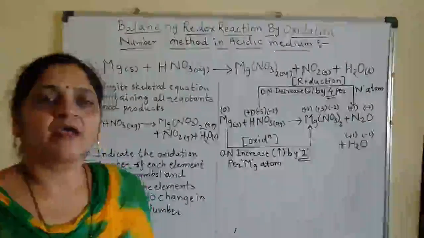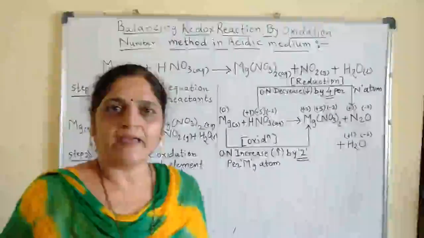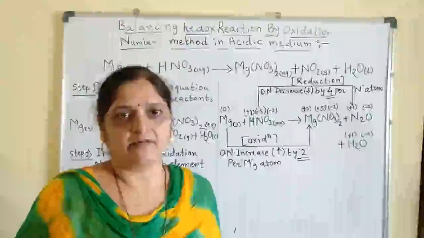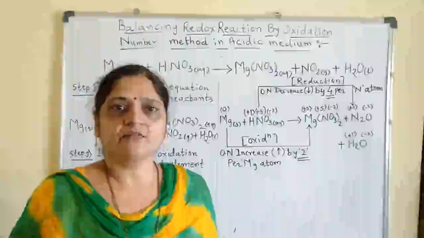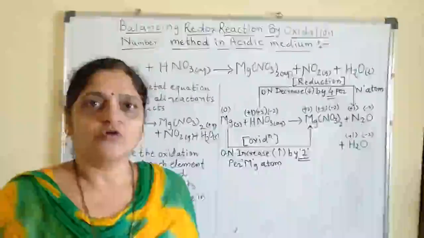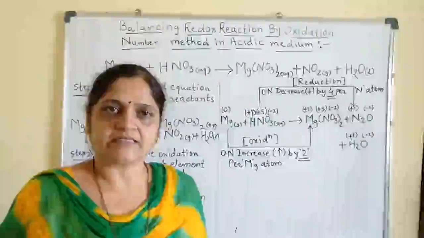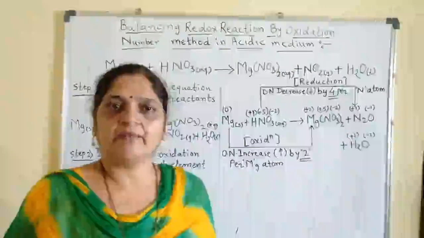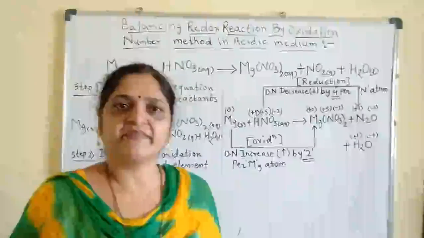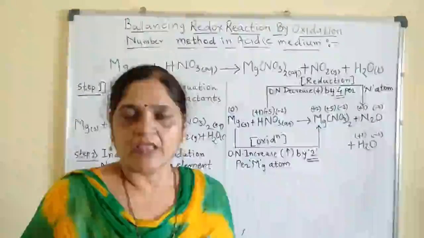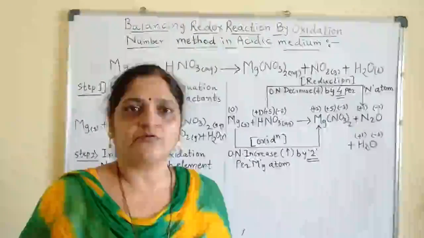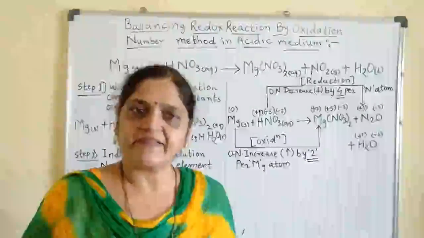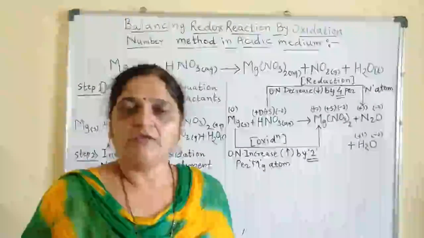Hello students. Today we are going to see how to balance a redox equation by using the oxidation number method. There are certain rules, certain steps we have to follow to balance the redox reaction by using the oxidation number method. Some rules change when the medium is acidic, and when the medium is basic, we have to follow some different rules. We are going to discuss these rules in this video, and I am going to show you how to balance the redox equation step by step.